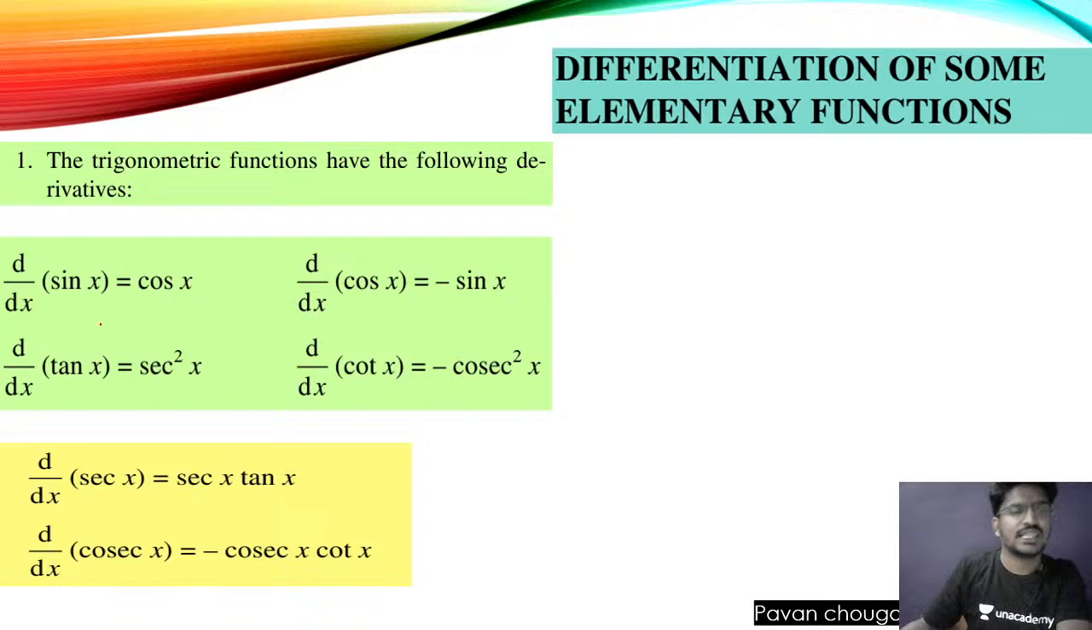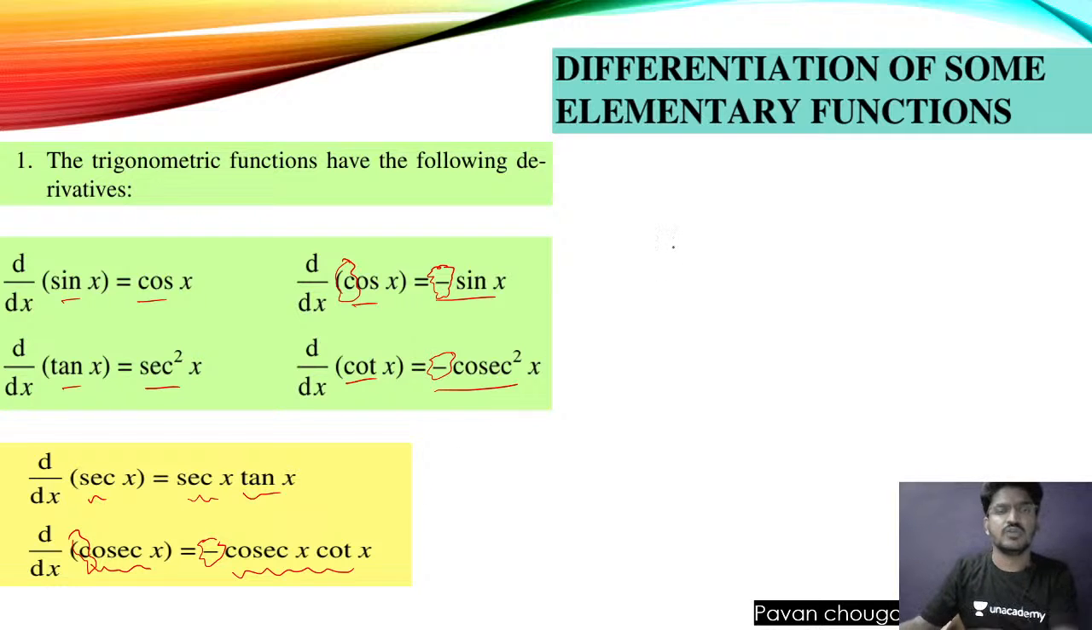Again, I am going to tell that differentiation of sin x is what? Cos x. Differentiation of cos x is what? Minus sin x. Differentiation of tan x is what? Secant square x. Differentiation of cot x is what? Minus cosec square x. Again, sec x is sec x tan x. Cosec x is minus cosec x cot x. Clear? So see these encircled values, because these points will help you to remember the formulas in your exam.